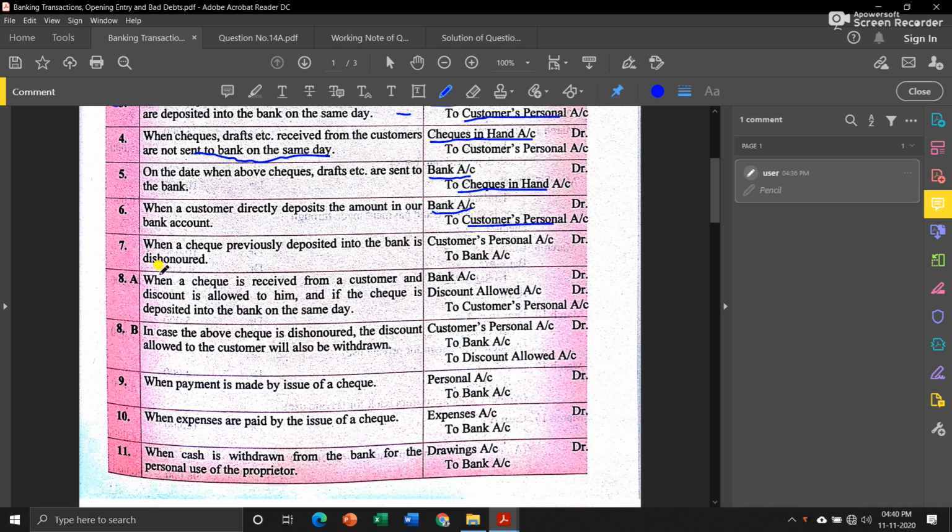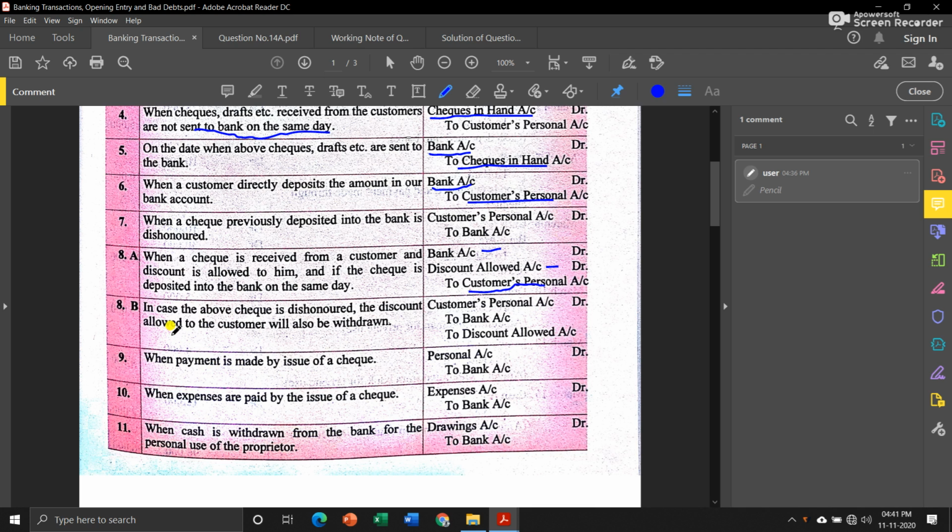Okay, now point number 8, case A. When a check is received from a customer and discount is allowed to him. We received a check and we allowed some discount to a customer, and the check is deposited into the bank on the same day. Means today I received a check and allowed discount to one of my customers, and today itself I deposited that check into my bank. So the journal entry will be bank account debit, because my bank account will receive the amount, then discount allowed. As we know, the rule is we have to debit discount allowed, and the person who is giving us the check will be credited because he is the giver.